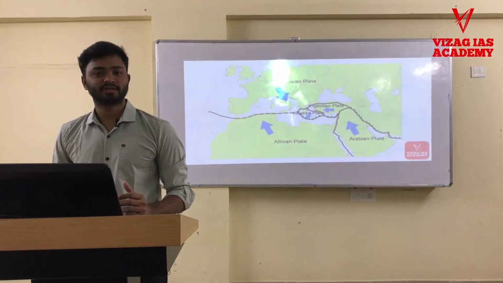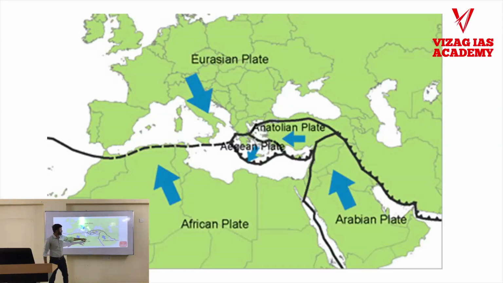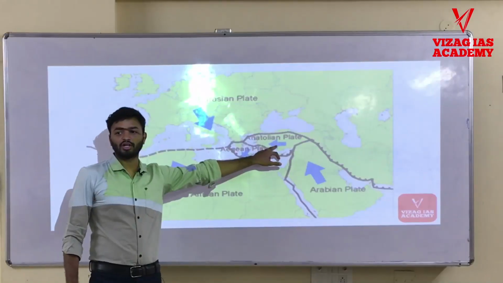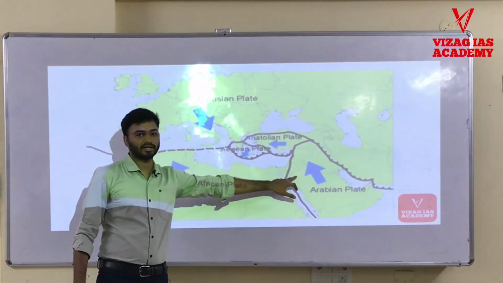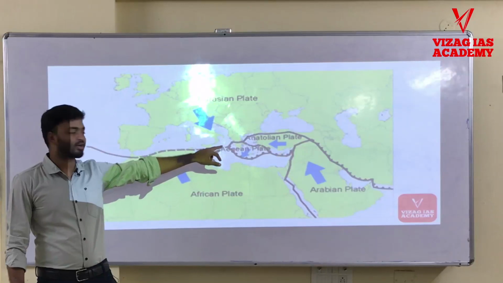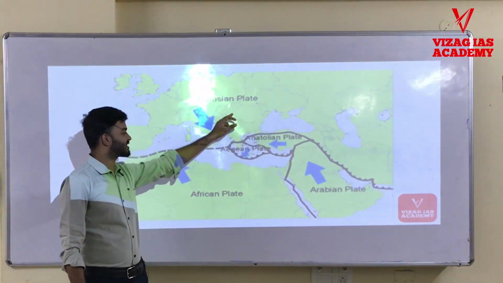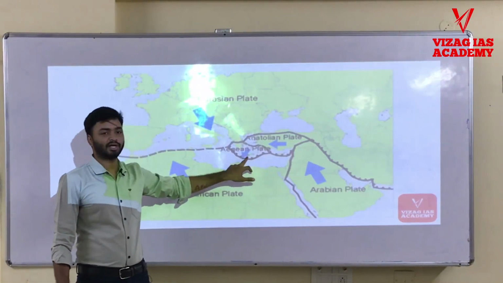So if you see this diagram here, this is the Anatolia plate. Turkey is present on the Anatolia plate, and this is the Asian plate. And this is the Arabian plate. If you can see here, this Anatolia plate is sandwiched between the Eurasian plate, the Arabian plate and the Asian plate.